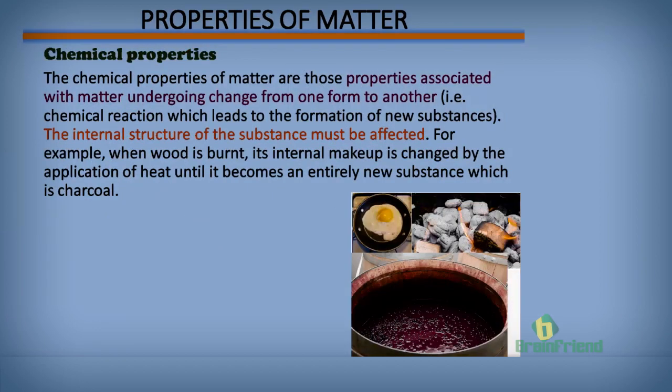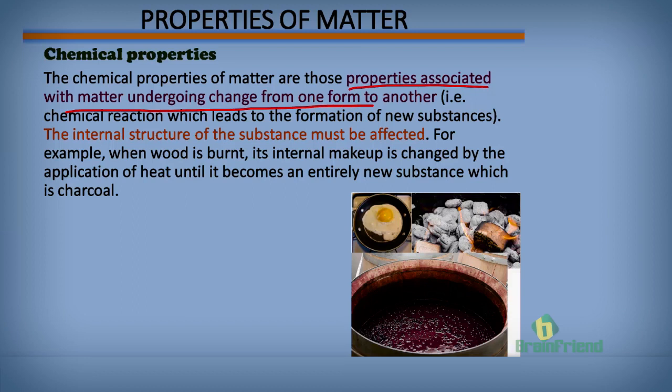Now let us look at chemical properties. Chemical properties of a substance are like the opposite of the physical properties. Okay, the chemical properties of matter are those properties associated with matter undergoing change from one form to another, usually in what?